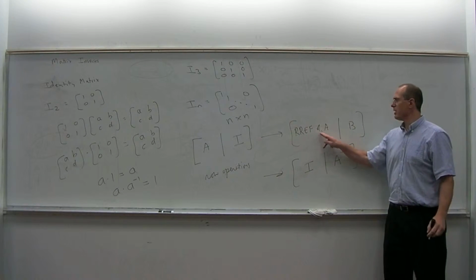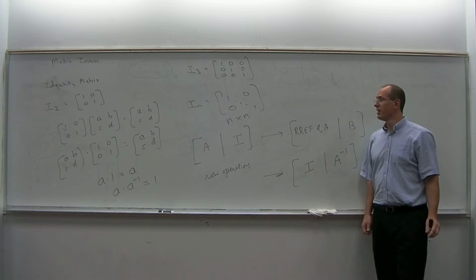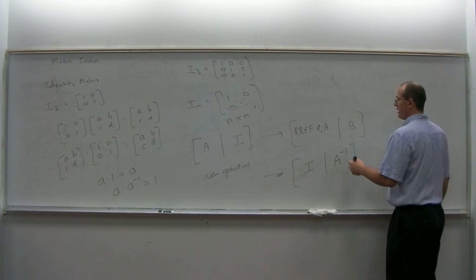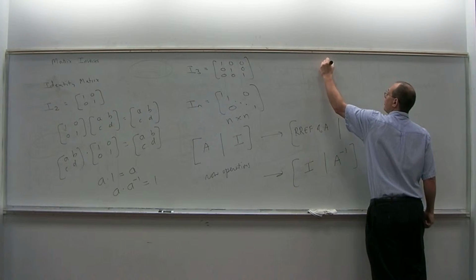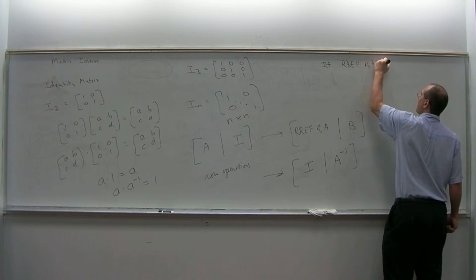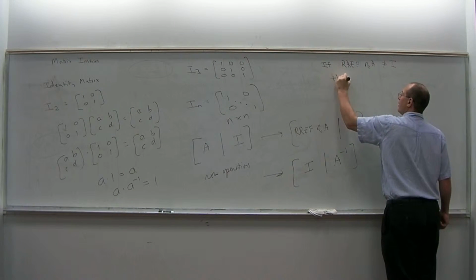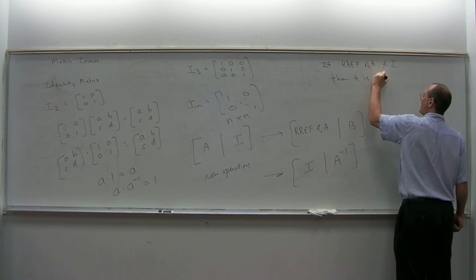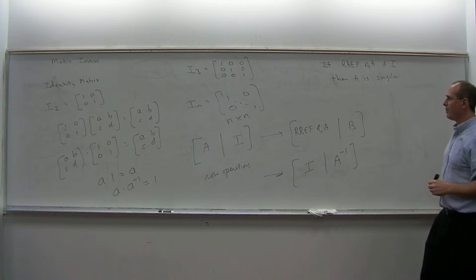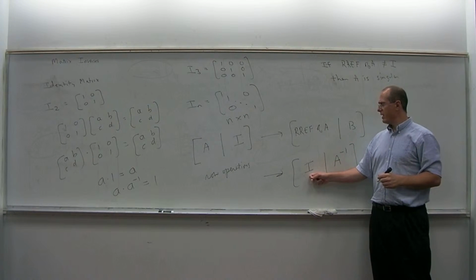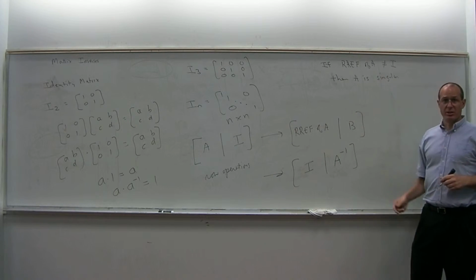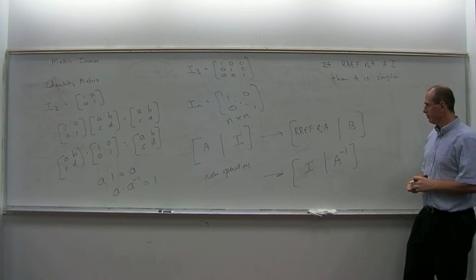And if the reduced row echelon form of A is not the identity matrix, then this matrix A does not have an inverse, in which case A is singular. So if the reduced row echelon form of A is not equal to the identity, then A is singular, which means it does not have an inverse. So in our example, the reduced row echelon form of A will be I, and so A will be non-singular. It will have an inverse.